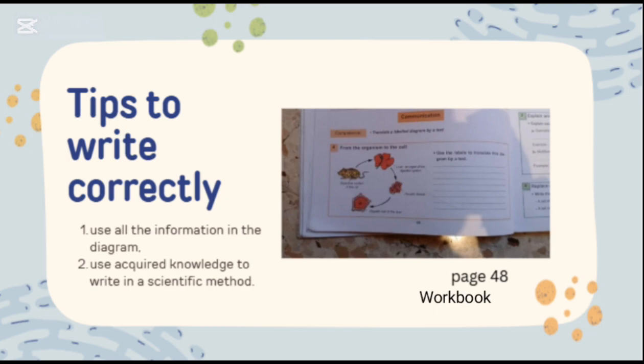Before we start, here are my top 2 tips for writing like a scientist. First, use every label you see. If the book gave you a word, it's a clue. Don't ignore it. Second, use your acquired knowledge. You already know a lot about the body. Now is the time to show it off using scientific methods.